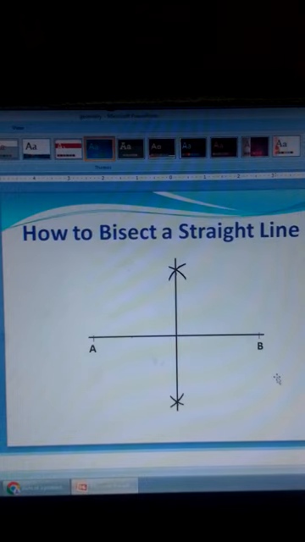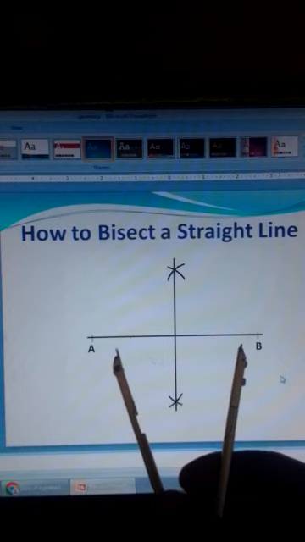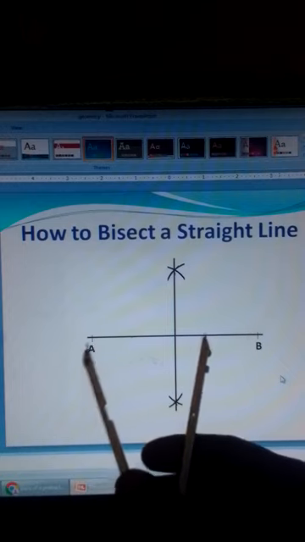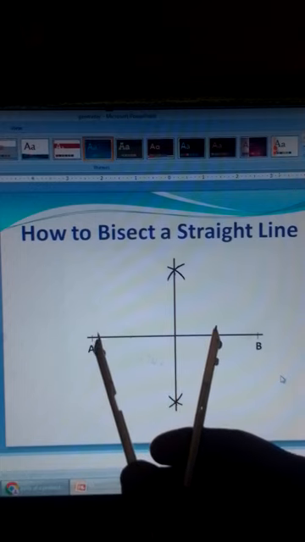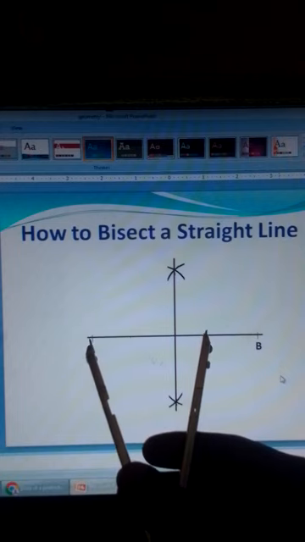The next thing is how to bisect a straight line. So we have line AB and we want to bisect that line. So what we do is that you adjust your pair of compass to a radius that is greater than half line AB. So this is AB, so we adjust the radius of this compass so that it is more than half. Half is here, and we adjust the radius to be more than half.